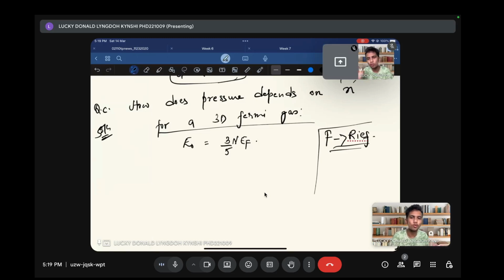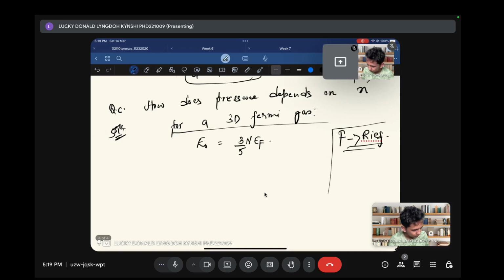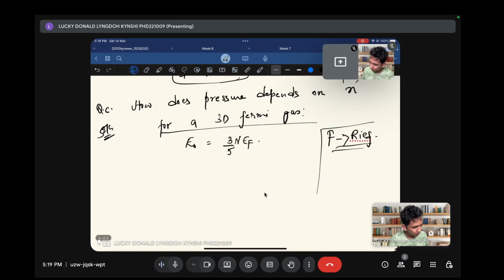So simply, first of all, you have to calculate the total energy by knowing the density of states, in terms of your energy. Once you get that, you can easily calculate the average energy. Sorry, this is not the average energy, this is the total energy. The average energy will be E0 by N. So this is the total energy.